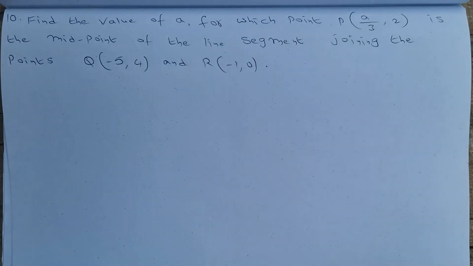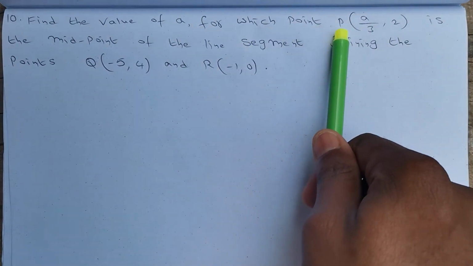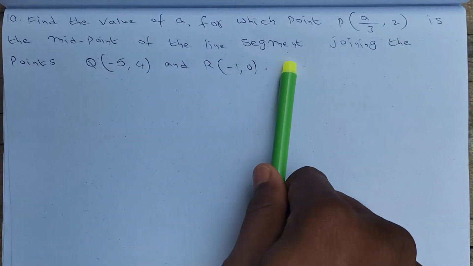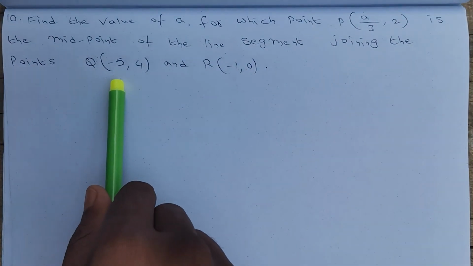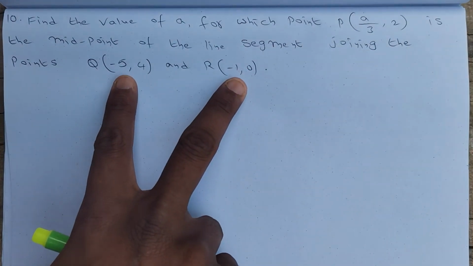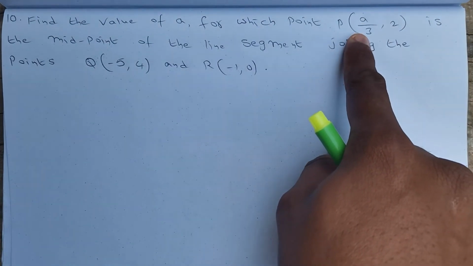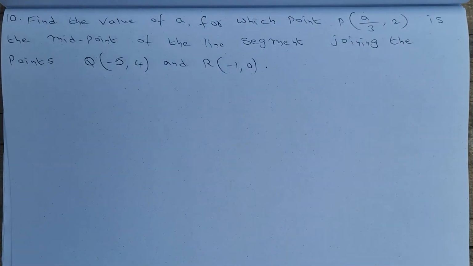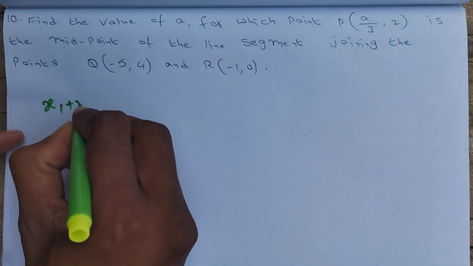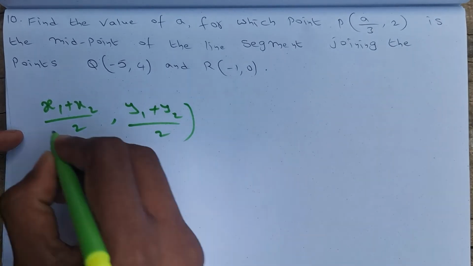Question number 10. Find the value of A for which the point P(A/3, 2) is the midpoint of the line segment joining the points Q(-5, 4) and R(-1, 0). For these two points, the midpoint is (A/3, 2). Then we need to find the A/3 value. Already we know the midpoint formula: ((x1 + x2)/2, (y1 + y2)/2).